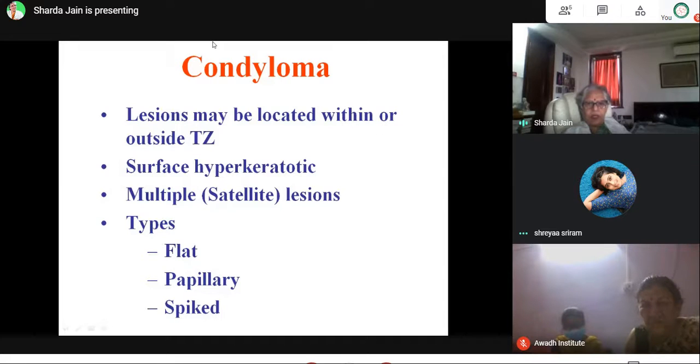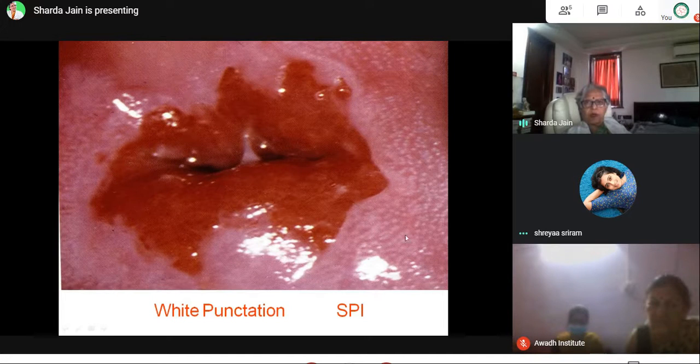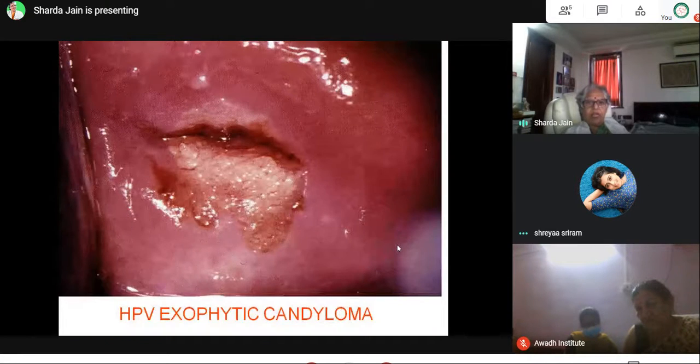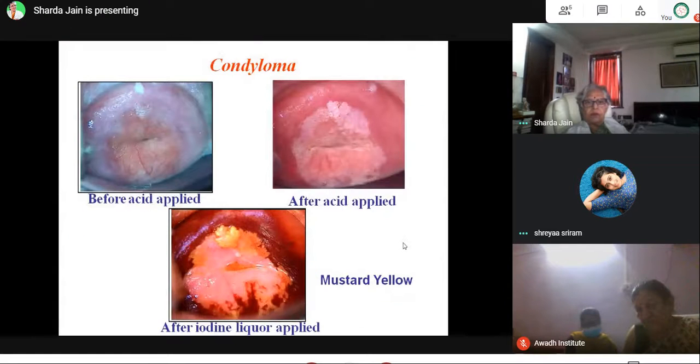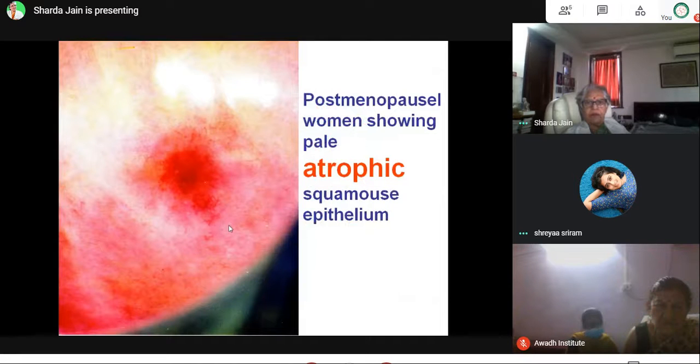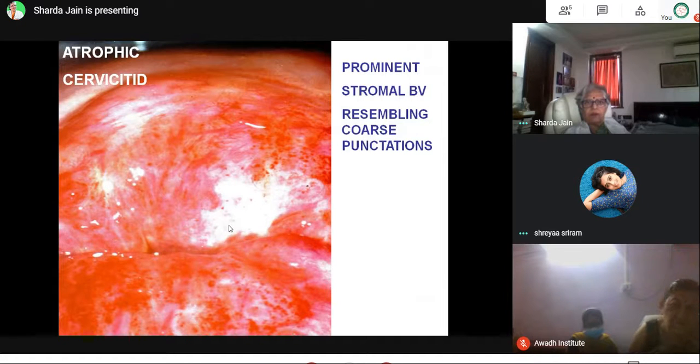Condyloma, we all know about it, that it can be flat, papillary, or spiked. Whenever it is spread out like this, with stippling, you will know that you are seeing extensive HPV infection. These are micropapillary warts. This is your exophytic growth. You can find exophytic growth with mustard yellow stain, exophytic condyloma. This shows an atrophic postmenopausal epithelium, atrophic cervicitis.